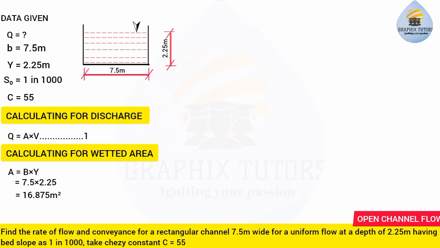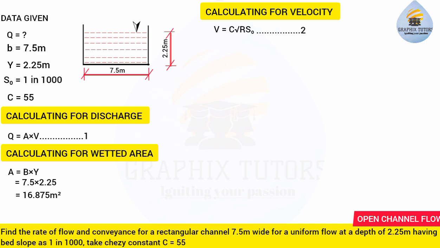Now, for velocity, we know that the velocity is given as the Chezy constant multiplied by the square root of the hydraulic radius times the bed slope. If you look closely, we don't have the hydraulic radius. That's the only thing we don't have here, so we need to get it. We'll call that equation 2. The first one here is equation 1, and this is equation 2.